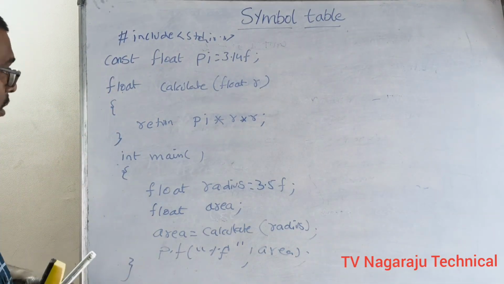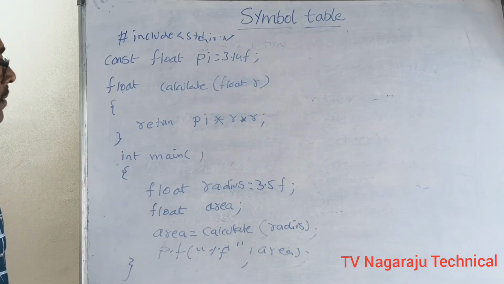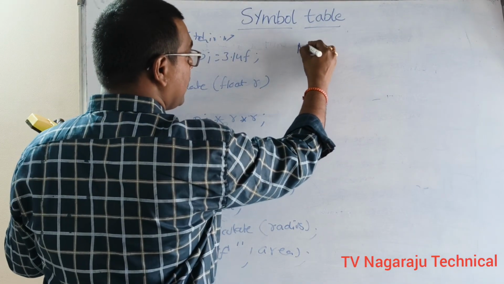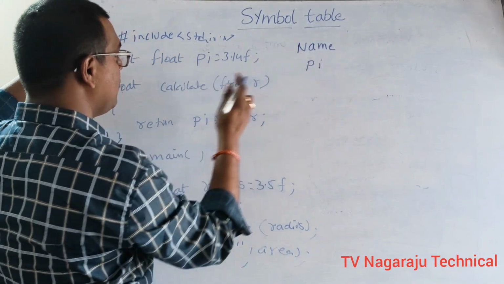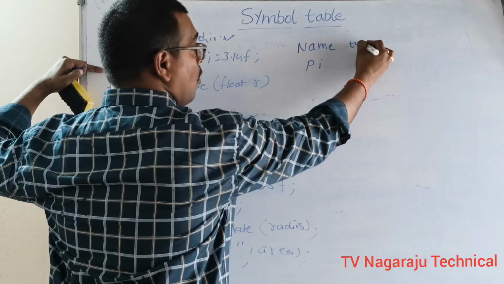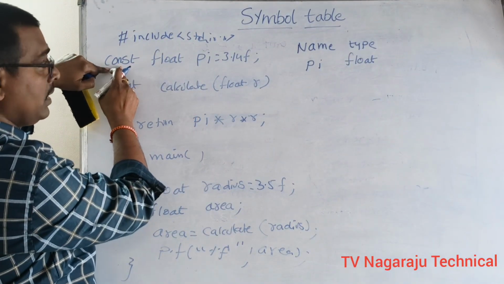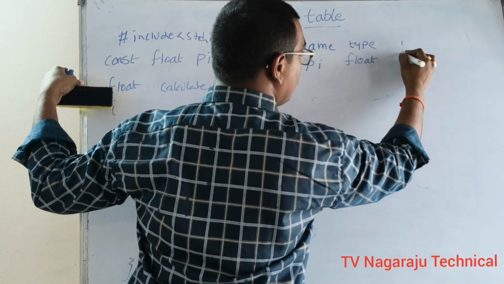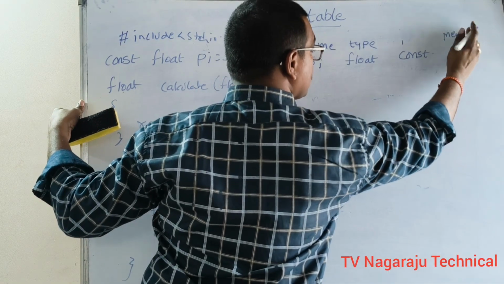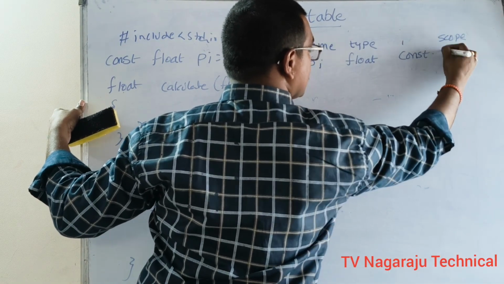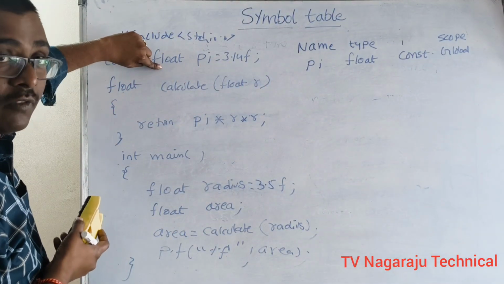Now if you understand this program carefully, how a symbol table is created for this program is the most important thing. It contains the name. For example, the name is pi, and the type. What is the type of pi? That is a float variable. And what is this one? A constant. So the additional info is that this is a constant. And here you can use the scope. The scope is global, that is, this is declared outside of main.